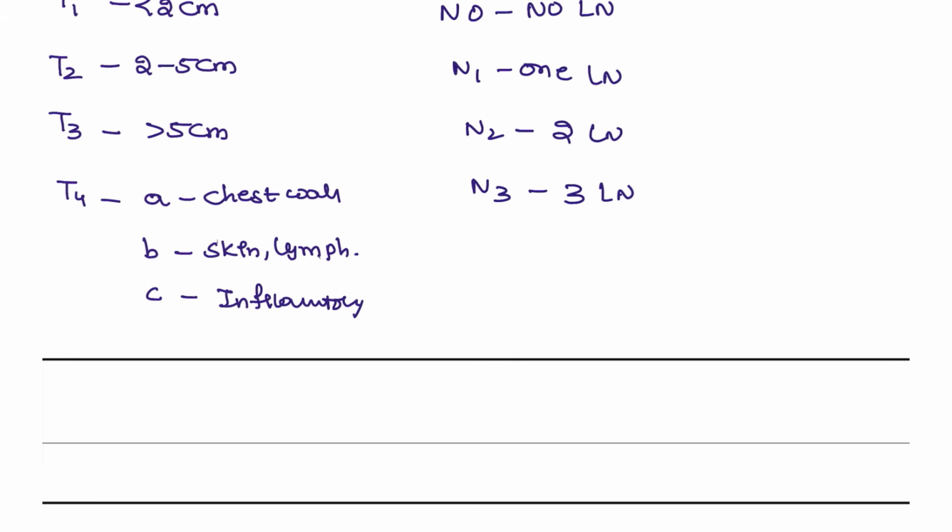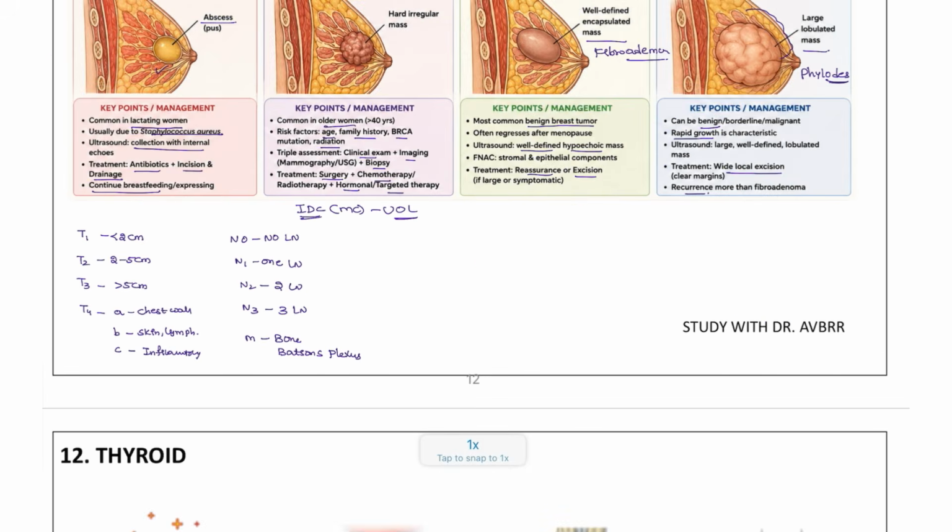And the metastasis is most commonly seen in the bones with the help of Batson's plexus. Batson's plexus is going to cause the bone metastasis. This is the TNM staging that you have to remember, guys.